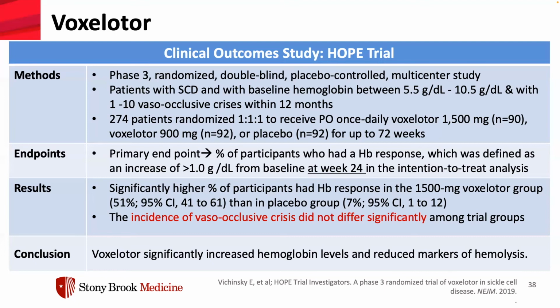It did actually show a difference in the high dose voxelotor group, which had a significantly higher percentage of participants with a hemoglobin response. However, looking at one of the other secondary endpoints, the incidence of vaso-occlusive crises did not differ significantly among trial groups, which is really important to note. But overall, it helped significantly increase hemoglobin levels and reduce markers of hemolysis, or red blood cell destruction.